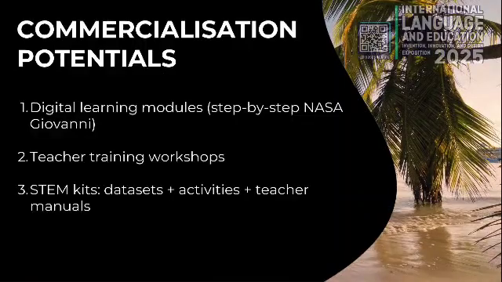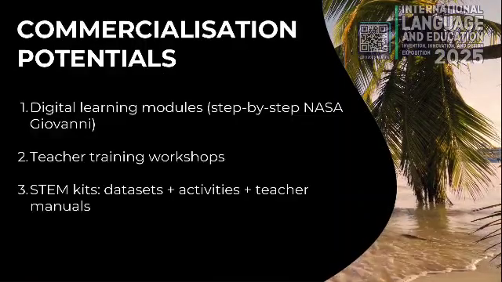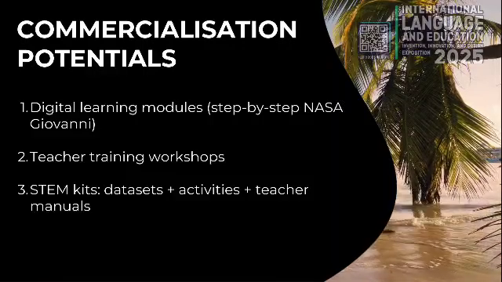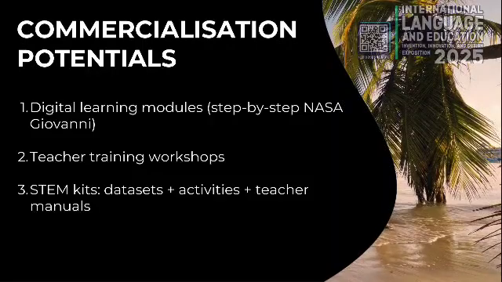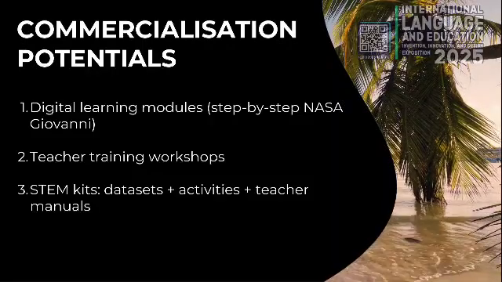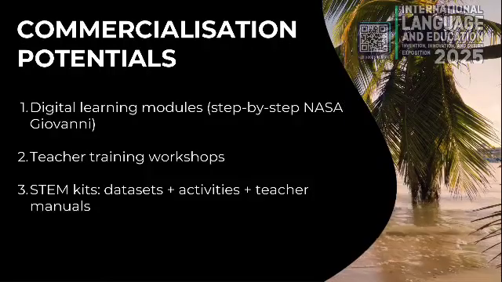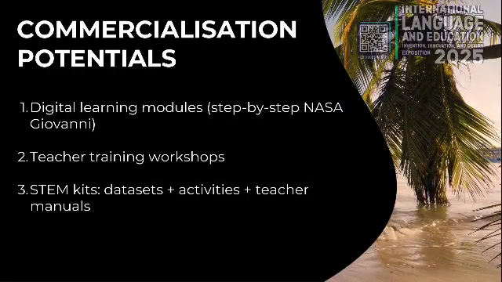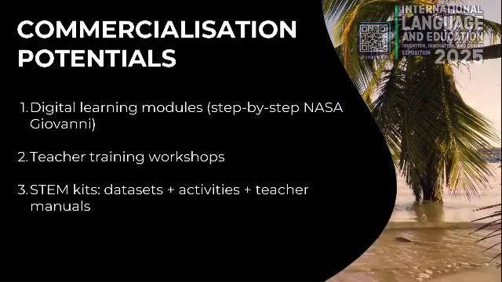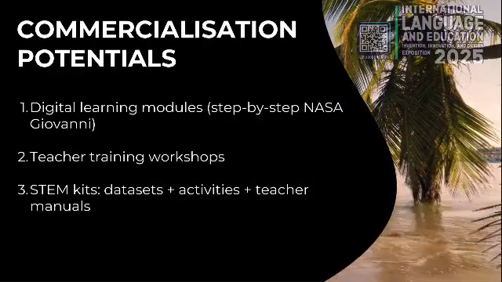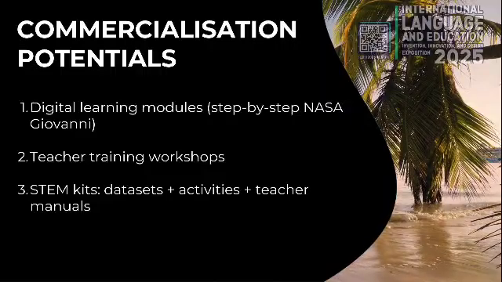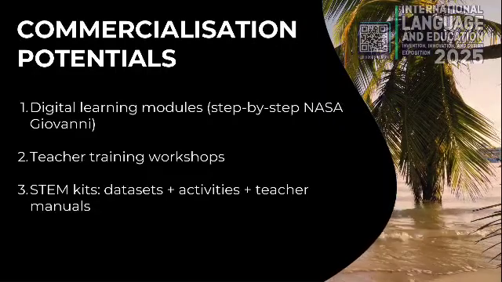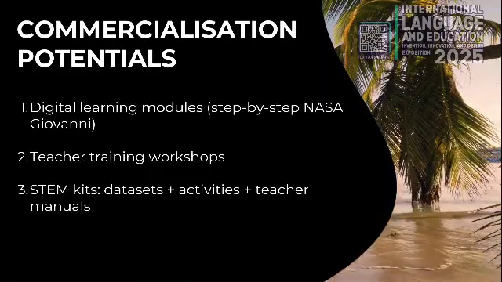The proposed innovation also carries strong commercial potential. One possible outcome is the development of digital learning modules that guide students step by step in analyzing and interpreting NASA's Giovanni datasets. In addition, teacher training workshops can be organized to equip educators with the skills they need to adopt this method in their classrooms. Furthermore, STEM education kits, combining datasets, hands-on activities, and teacher manuals, can be packaged and distributed to schools nationwide. Through these efforts, the innovation can expand beyond classrooms, ensuring long-term impact and sustainability.